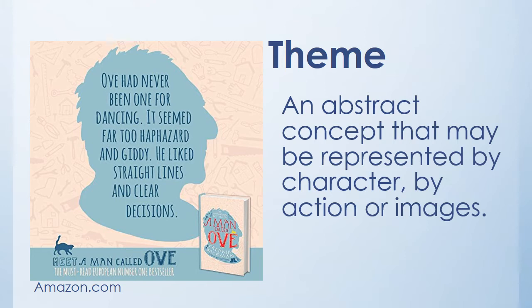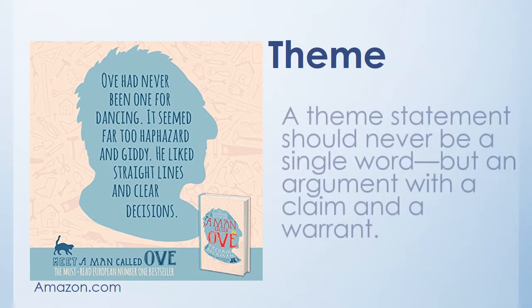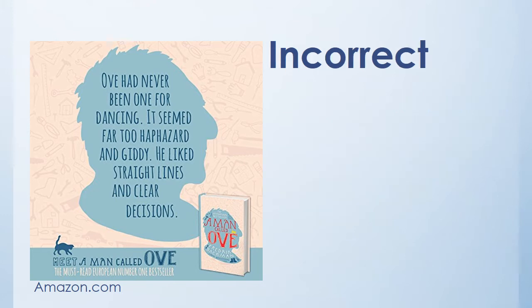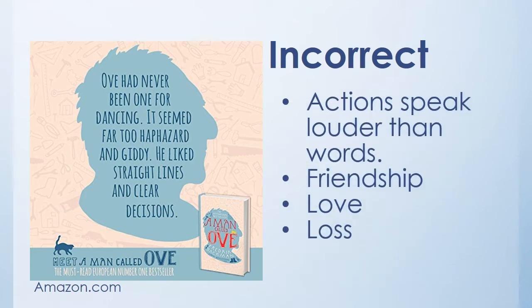And by the way, we need to have a comma right here. That's called an Oxford comma, and you need to have it after the last word before the conjunction in a list. All right. A theme statement should never be written as a single word, but an argument with a claim and a warrant. So here's an incorrect way to phrase a theme statement. With a cliche, actions speak louder than words, or a single word, friendship, love, loss. Those are symbols, those may be motifs, but we don't express a theme statement in a single word.